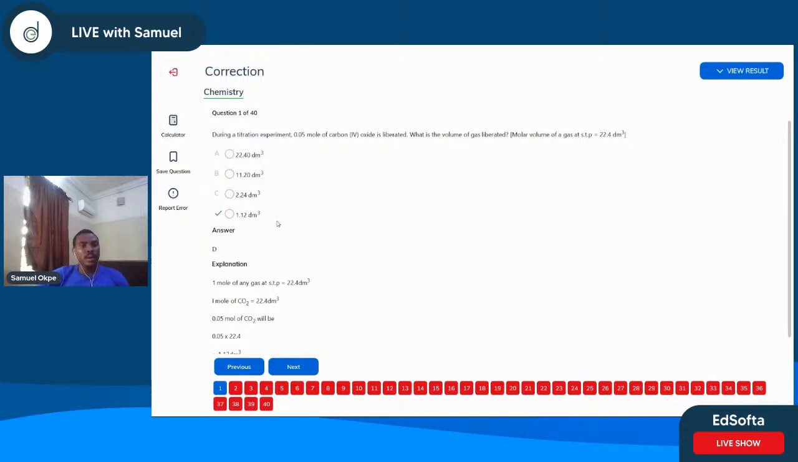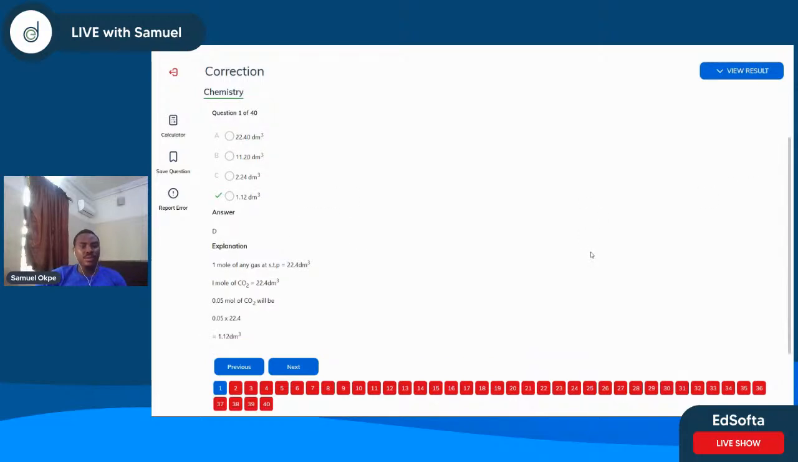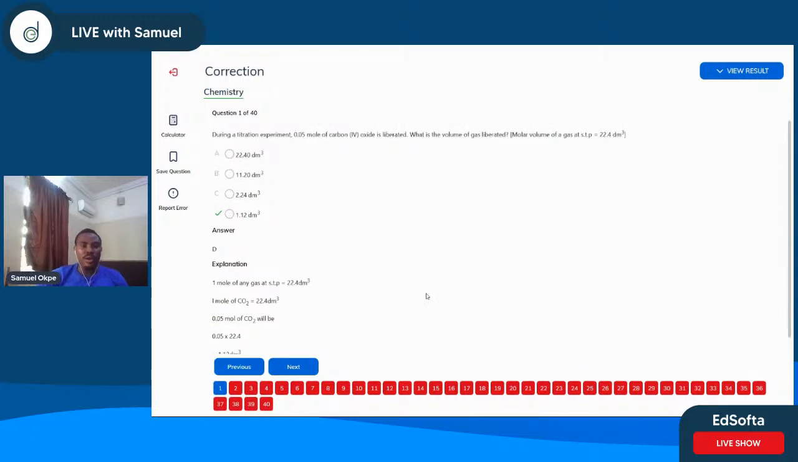So now let's go on. During the titration experiment, 0.05 mole of carbon dioxide was liberated. What is the volume of gas liberated and the molar volume? So in this case now, if you can see my screen, you can see the explanation. I'll be switching the screen to the board so that we can solve this question together.